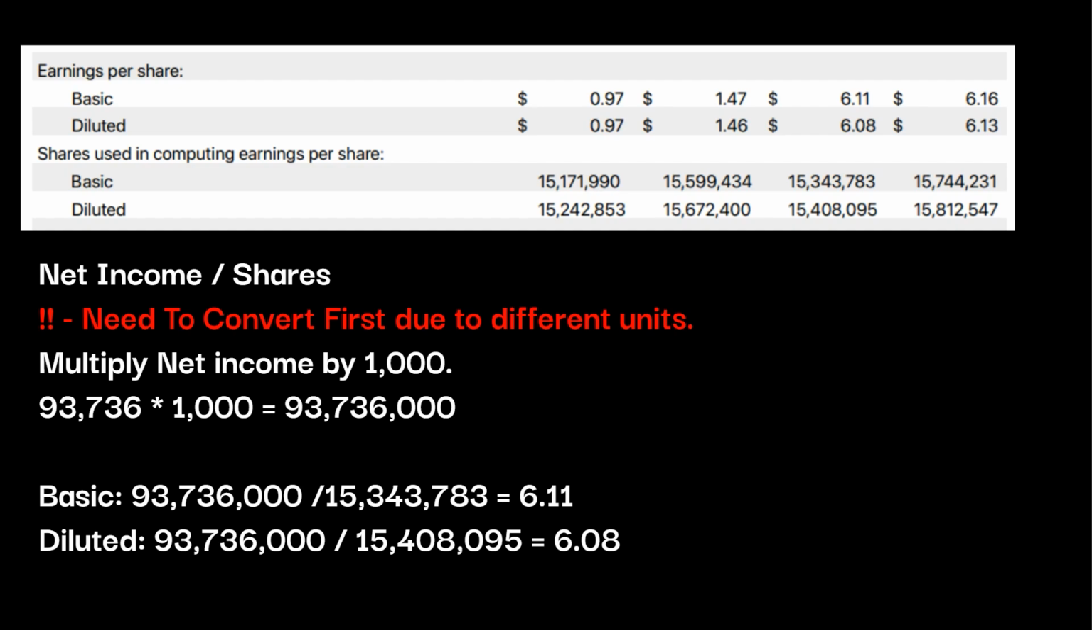Then you want to have your differences. So basic is 93,736,000. You divide that by 15,343,783. You get $6.11. And then diluted, same thing, 93,736. You divide that by 15,408,095. You get the value of $6.08, which lines up with what we have over here. So remember, just multiply your net income by 1,000 because of the different units associated with them, at least on Apple's statement.